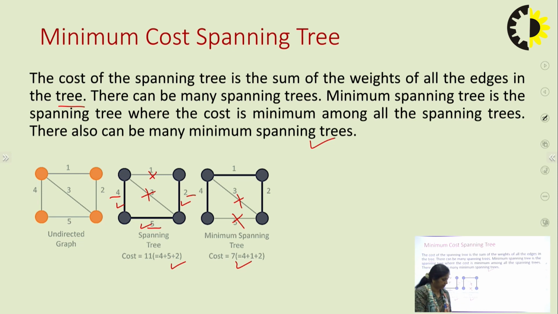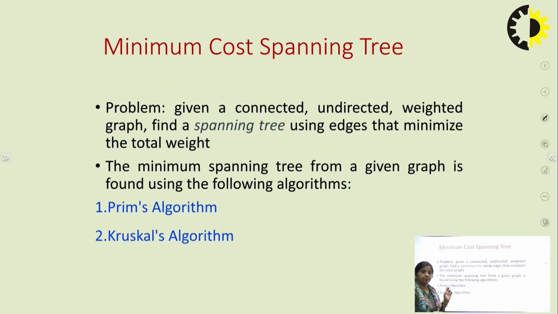Let us discuss, what is the problem? We are given a connected, undirected, weighted graph. We find a spanning tree using edges that minimize the total weight. That is the minimum spanning tree. The minimum spanning tree from a given graph can be found using the following algorithms: Prim's algorithm and Kruskal's algorithm. Now let us discuss both the algorithms one by one.